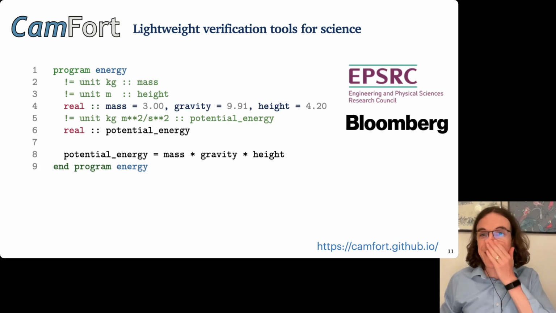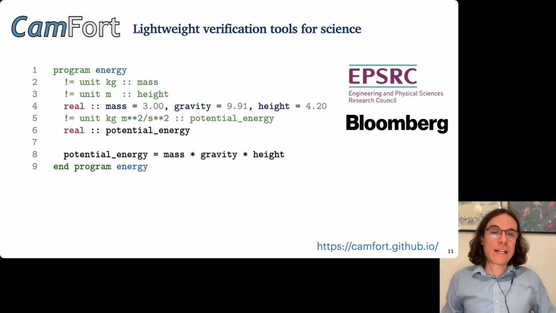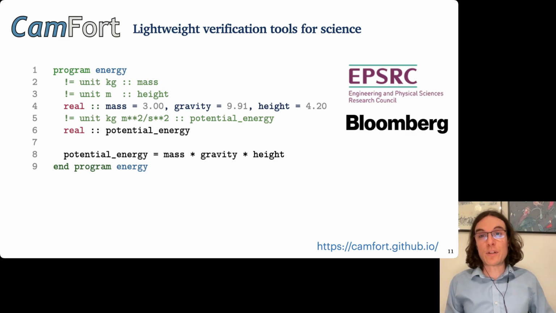In a previous project of mine, which is still going really, known as the CAMFORT project, we built a Fortran static analysis pipeline and some verification tools on top of it for scientists, one of which was a units of measure typing system which has polymorphism and type inference. It's gradual, so you can add it a bit at a time, and you can also have it automatically generate specifications for you as well.